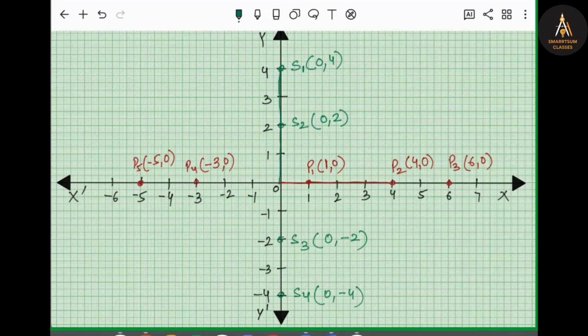Is that clear? The x coordinate, which means abscissa, is 0 for all these points. Similarly, for the points P1, P2, P3, P4, and P5, the ordinate is 0. So this is how we can see what are the points which are lying on the x-axis and the y-axis.